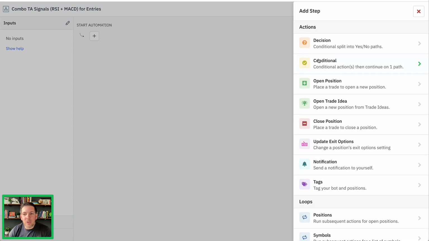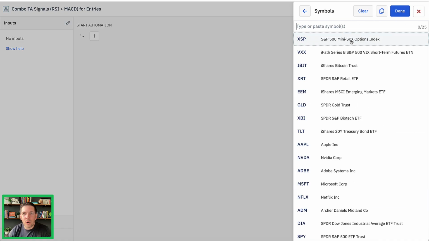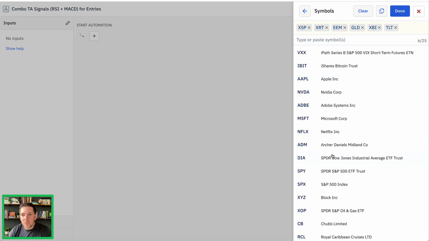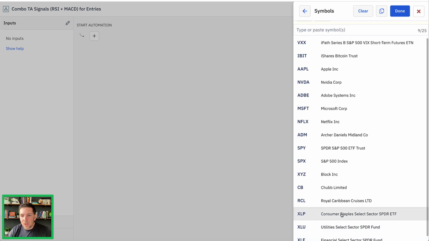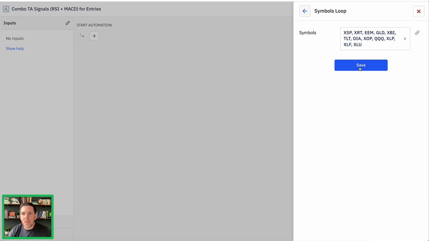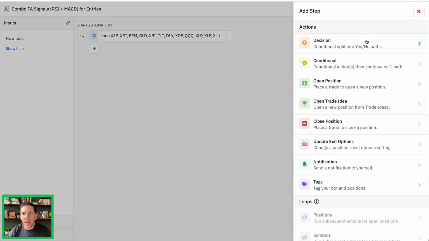Now, when I start this automation, first thing I'm going to do is run through a symbol loop. I'm going to tell it to look for or run through a particular set of symbols. Now, you can connect this to a set of bot symbols that you already have or a watch list. But here I'm going to say things like XSP, XRT, EM, GLD, XBI, TLT. We'll do DIA. We'll do XOP. We'll do XLF, QQQ, some of these other ones, okay? So you can do a big list of these different symbols that you want the bot to loop through. So what it's going to do is check through all of these different symbols, pull down all the information on these, and now what we're going to have it do is make a decision.